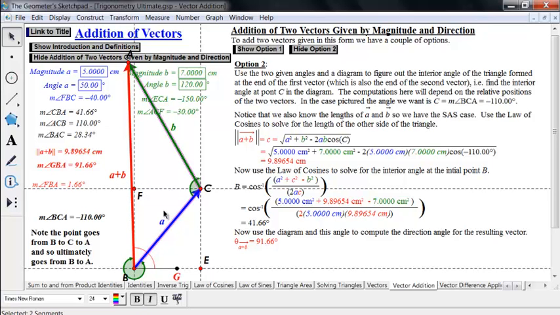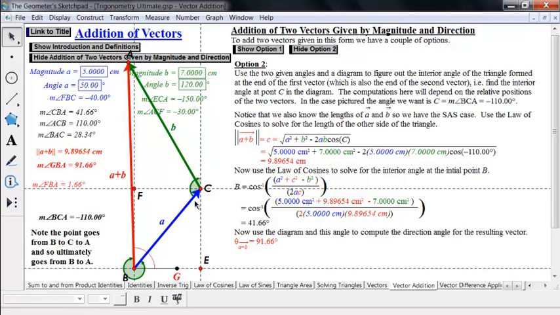Okay, so let's see if we can figure that out. So the magnitude of the... well, we can use the law of cosines now to find this. First of all, we need to find angle C. You have to look at the context to see what angle C is. Actually, it should probably be the absolute value of that, 110 degrees.